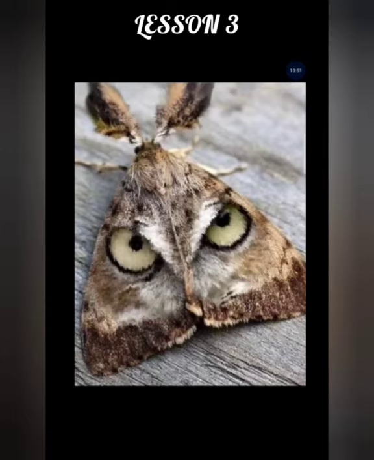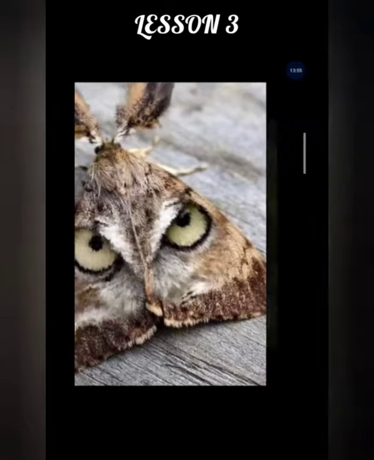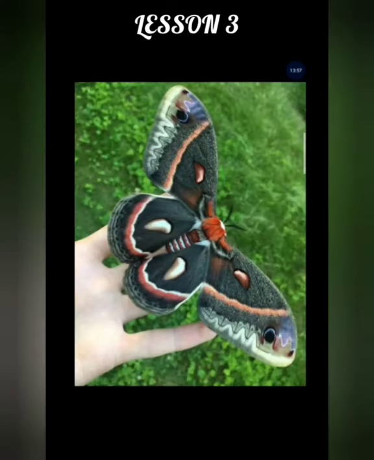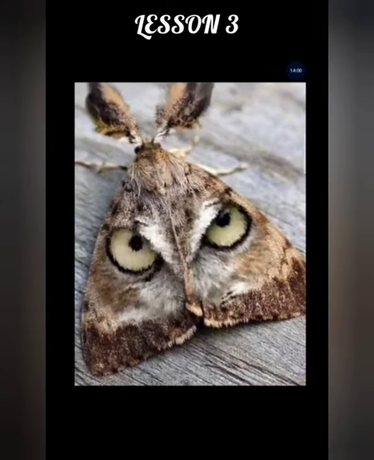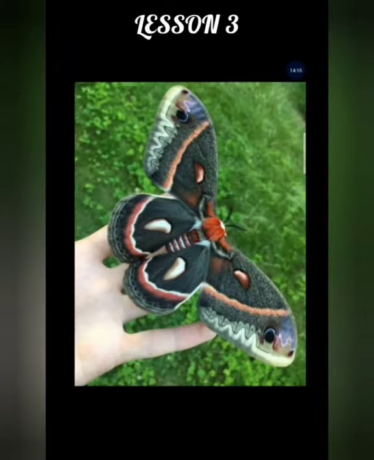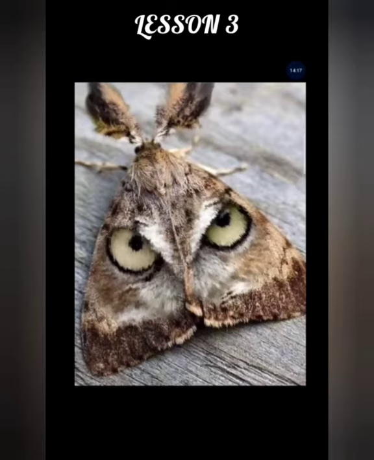Next one is moth. Have you heard about the word moths? We can see this moth everywhere. It looks like a small butterfly, but it looks like an owl. Owl shape is on its wings, and we are afraid when we see this moth. Immediately we have some doubt whether it is an owl or not.